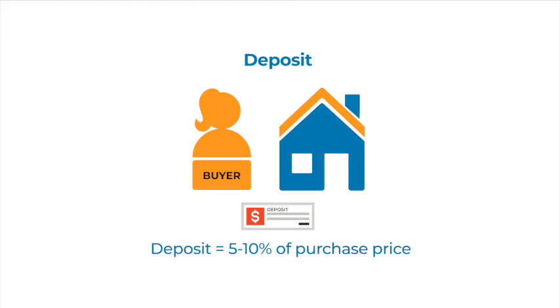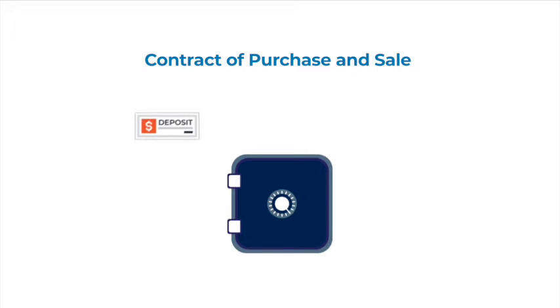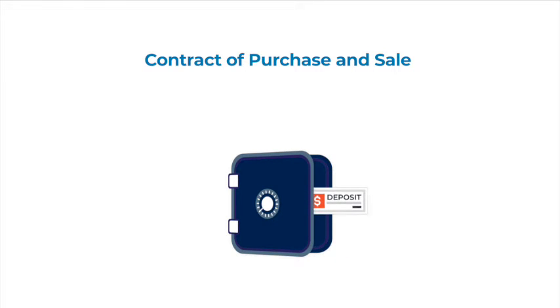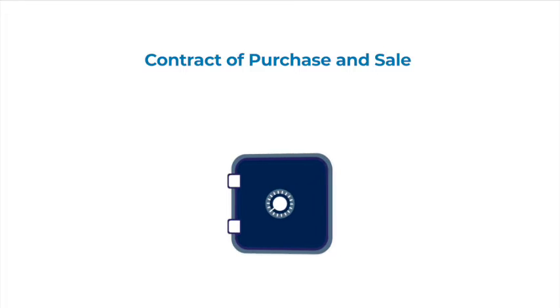Generally, the deposit for the purchase of residential property in British Columbia is between 5 to 10% of the purchase price. However, market conditions may dictate otherwise. The contract of purchase and sale residential provides that the deposit is due within 24 hours of acceptance of an offer, unless otherwise agreed to by all parties.